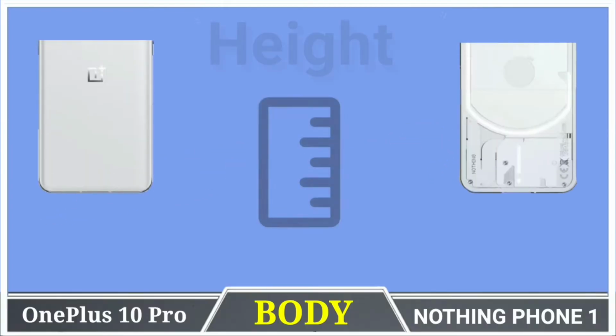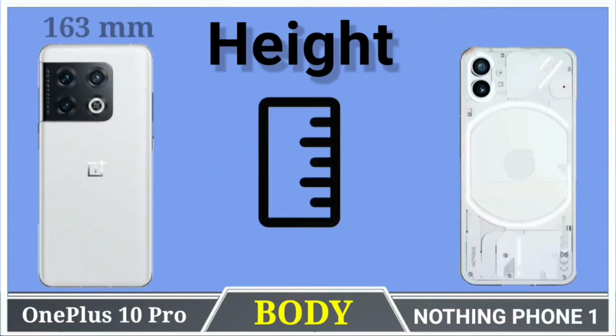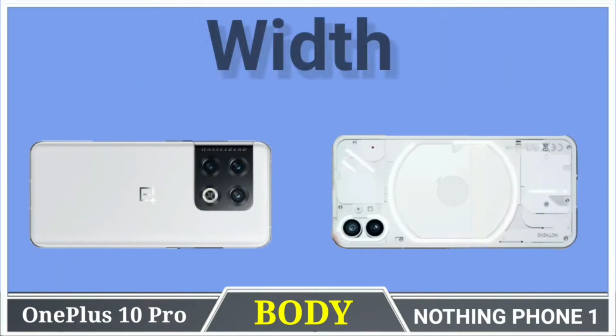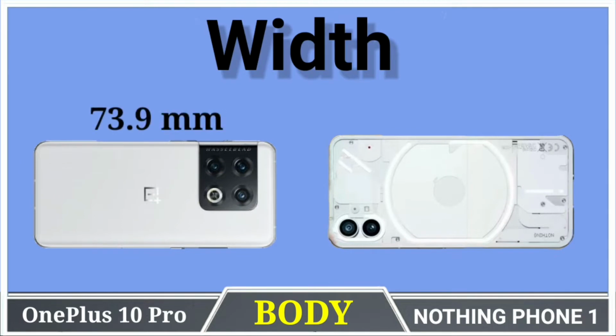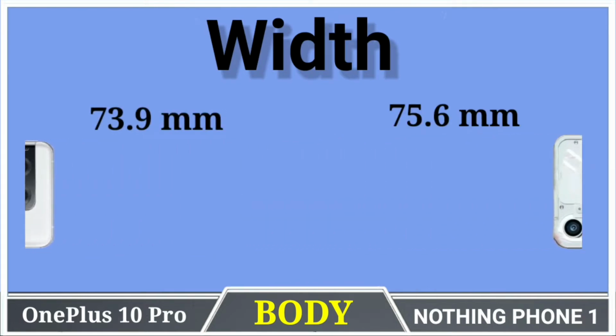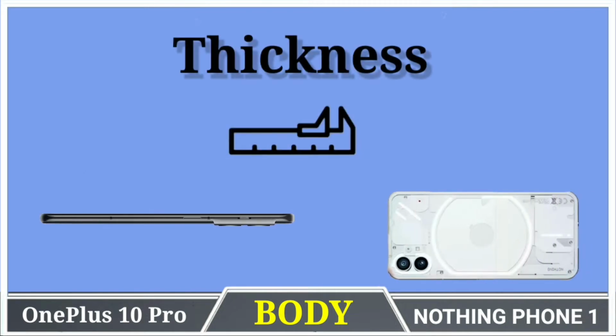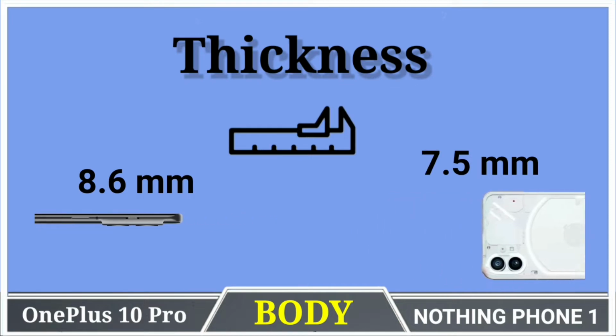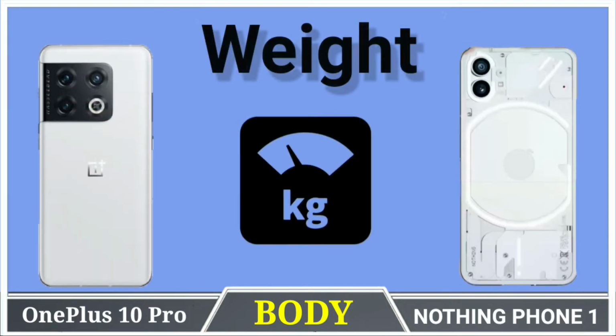Let's start with dimension. Height. OnePlus 10 Pro has 163 mm height and Nothing Phone 1 has 159.9 mm height. Width. OnePlus 10 Pro has 73.9 mm width and Nothing Phone 1 has 75.6 mm width. Thickness. OnePlus 10 Pro has 8.6 mm thickness and Nothing Phone 1 has 7.5 mm thickness. Weight. OnePlus 10 Pro has 201 gram weight and Nothing Phone 1 has 179 gram weight.